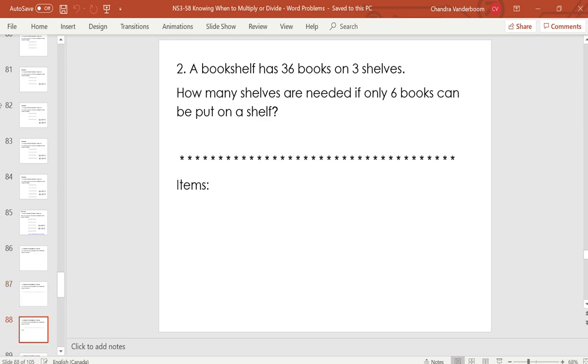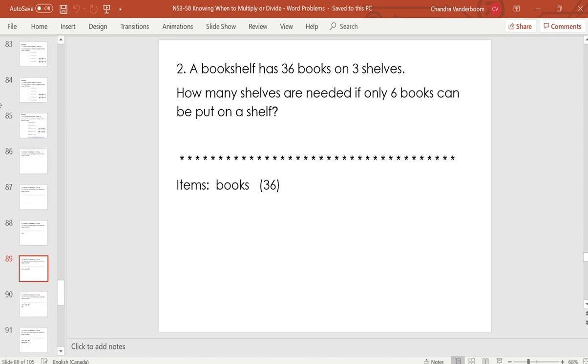And we figure our items are what? What are our items? Our items are the books, right? And we have 36 of them. Then we want to know our sets. What are our sets? What are we putting them onto? We're putting them onto shelves. We don't know how many though, but it's asking us. Here it says we had 3 shelves before, but now it's saying how many shelves will we need if we do this? So we have to figure out how many shelves we need. So that's the information we don't know.